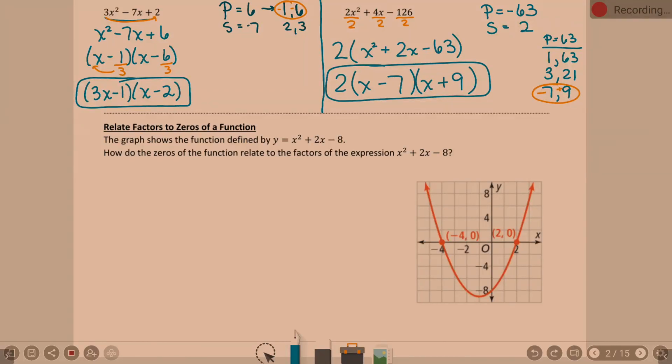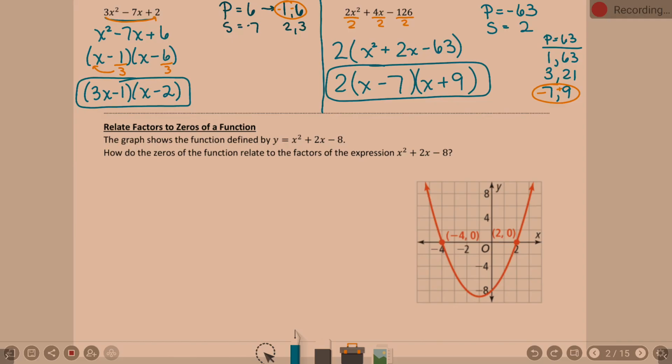Yesterday in our class in 2.3, we finished up all the factoring, right? Factoring's not done. We're going to talk about it on the next page when we start solving equations. But we've got to know how to factor. Before we move on to solving equations, though, we're going to look at how factors relate to zeros.